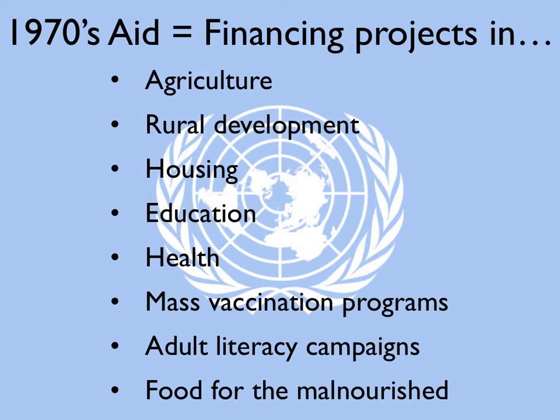Adult literacy campaigns, so teaching adults how to read and count, and also, obviously, food for the malnourished, right? So the people who do not have enough food and end up having health issues connected to the quality of the food and the quantity of the food they're eating.